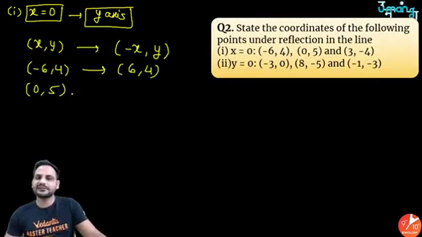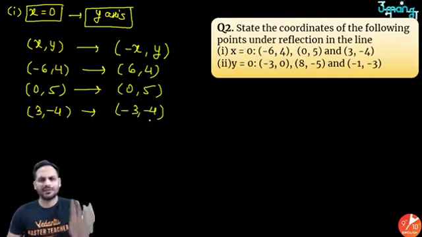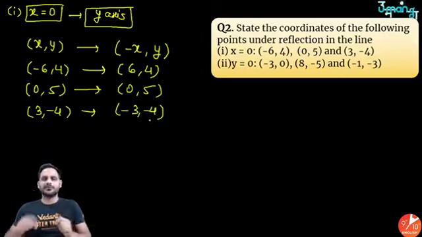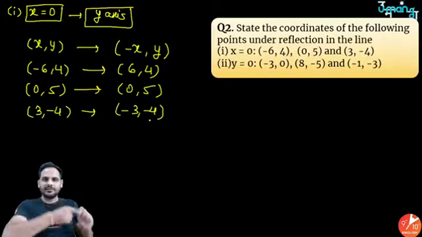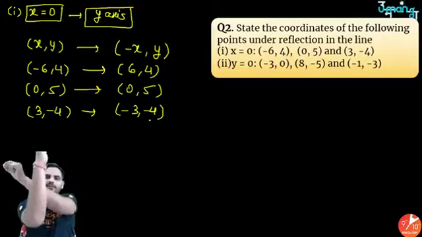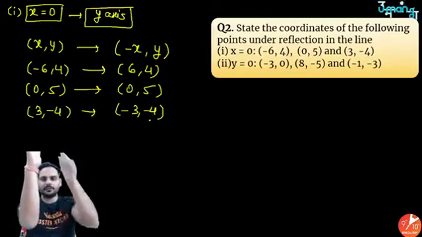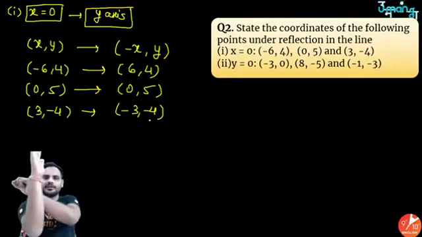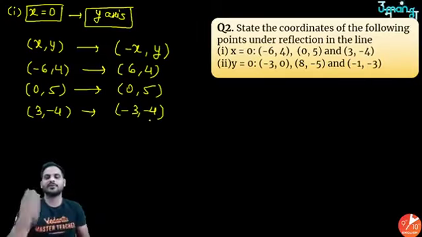0 comma 5 is an invariant point, it is on the y axis, so it will remain 0 comma 5 only, and 3 comma minus 4 will become minus 3 comma minus 4. You can visualize them also, right? Minus 6 comma 4 is in the second quadrant, so its image will be in the first quadrant, so minus 6 will become plus 6. 0 comma 5 is on the y axis, same point. 3 comma minus 4, x coordinate 3, y coordinate minus 4, fourth quadrant, so image will be in the third quadrant, so minus 3 comma minus 4.